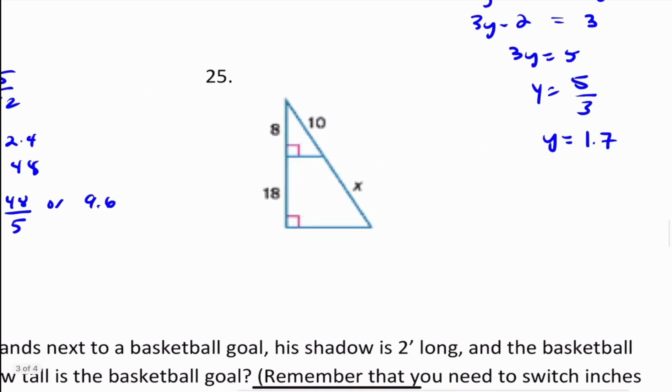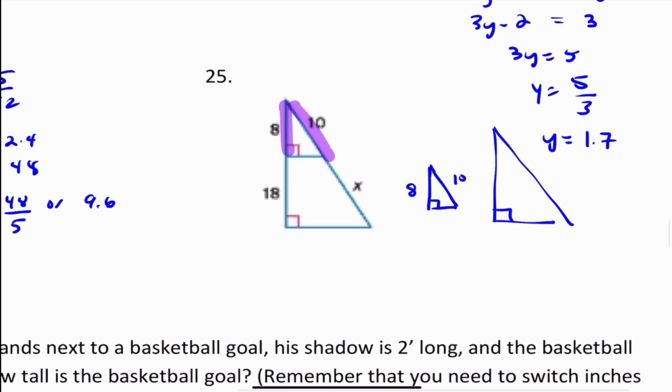Number 25, I got a triangle within a triangle, so I'm going to redraw. So I have the small triangle, and then I have the big triangle. So I have 8, and this is 10. We don't know what this is.